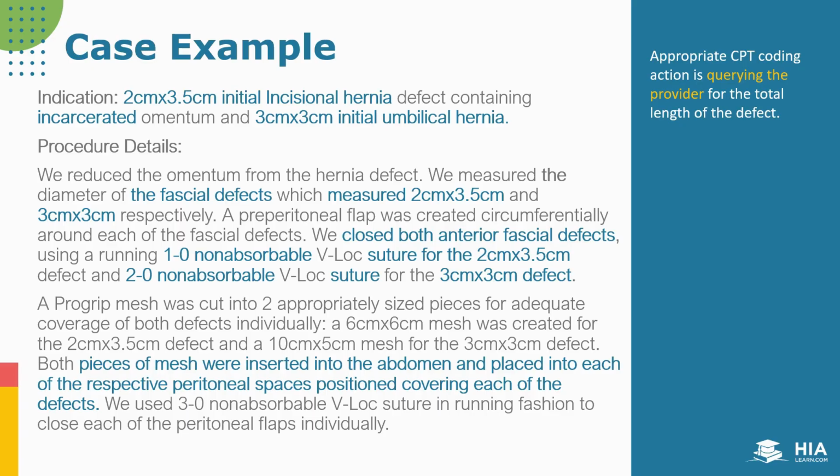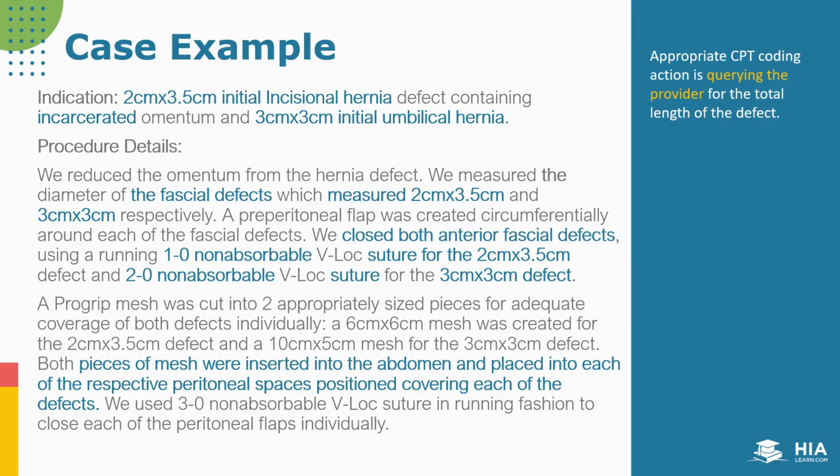In this case, the defect length for the incarcerated hernia is 3.5 centimeters because this is the maximum width or height of the repaired defect. The defect length for the umbilical hernia is 3 centimeters, as the length of this defect is the same for both the height or the width. Added together, 3.5 centimeters and 3 centimeters produces a total defect length of 6.5 centimeters.